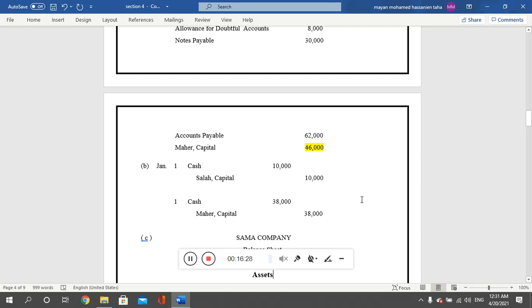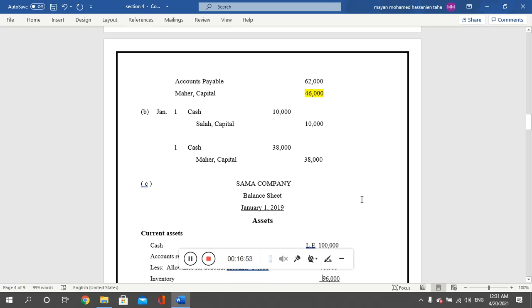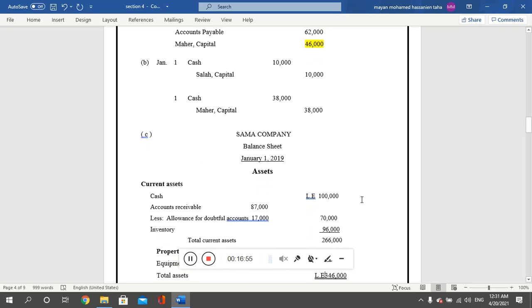Okay. But after that, prepare a classified balance sheet for the partnership after transferring the assets and the additional investments. Here we will combine both partners' assets and both partners' liabilities, and each partner's capital will be mentioned in the owner's equity separately.